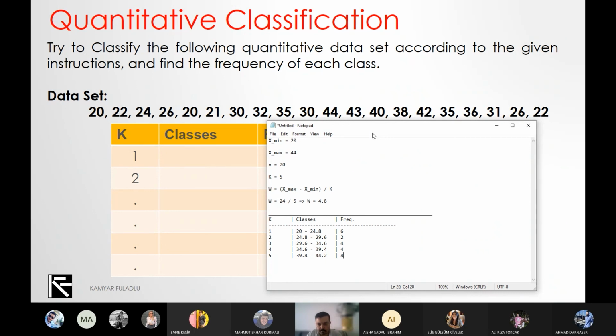Is it okay? Yes, I think. So if it is correct, we need to test it to be sure. I'm just calling it total. If I count these numbers, this should be equal to my n. Okay, we have 6 and 2 become 8. We have 4 more become 12. I put 4 on it becomes 16, and 4 is 20. It means that my work is correct.